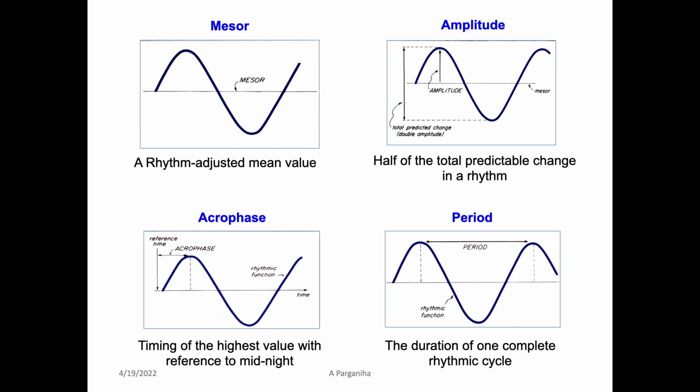Acrophase is the timing of the highest value with reference to midnight. This is the biological function, and the particular time at which the biological function is maximum reflects its acrophase. That is the time. And period is the duration of one complete rhythmic cycle. So how much time it takes to complete one cycle is known as the period. And mostly, if everything is perfectly okay, the period will be 24 hours. So these are the 4 important rhythm parameters.